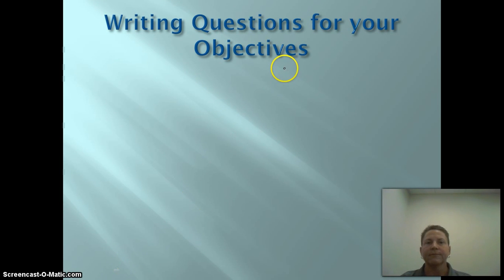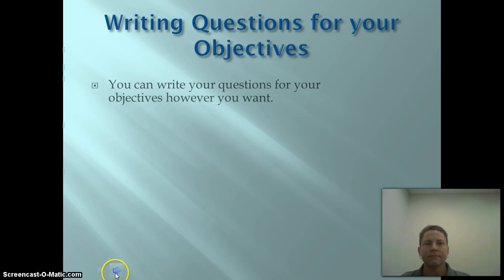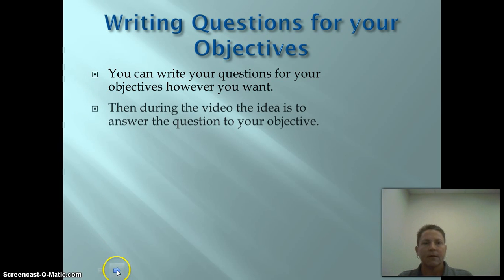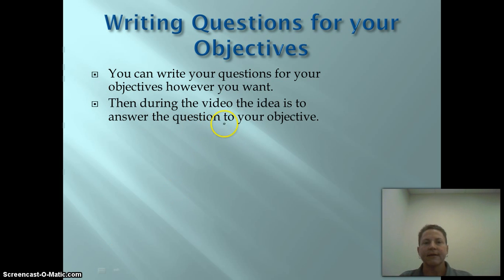Writing questions for your objectives. You can write your questions for objectives however you want to. You don't always have to use the word how. You can ask, when do I do this? How do I do this? What would be a good way to do this? What are the steps for doing this? Because a lot of times in mathematics, we have steps or procedures for doing things. Then during the video, the idea is to answer the question to the objective and to write down examples for how to do the math.